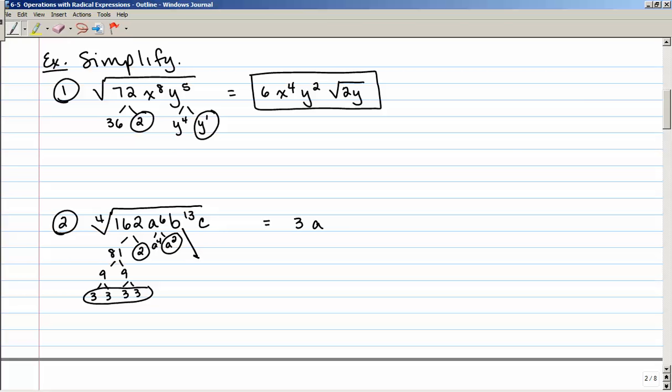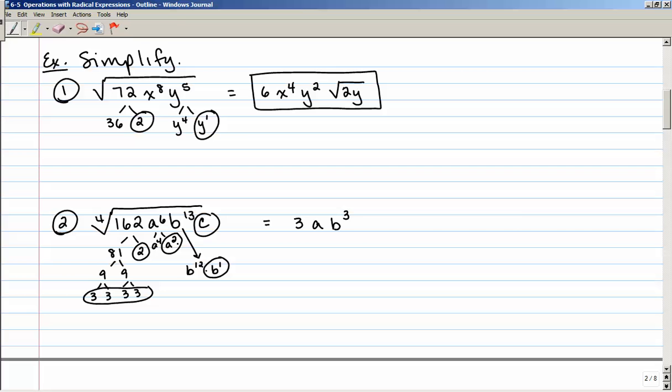My b to the 13th is the same as b to the 12th times b to the 1. Now you're probably wondering, why did I say 12? Because I know that 12 can be divided by 4. So the fourth root of b to the 12th is actually going to give me a b to the 3rd. And then this b to the 1, I can't take the 4th root of that, so that's going to have to stay there. And then I have a plain old c.